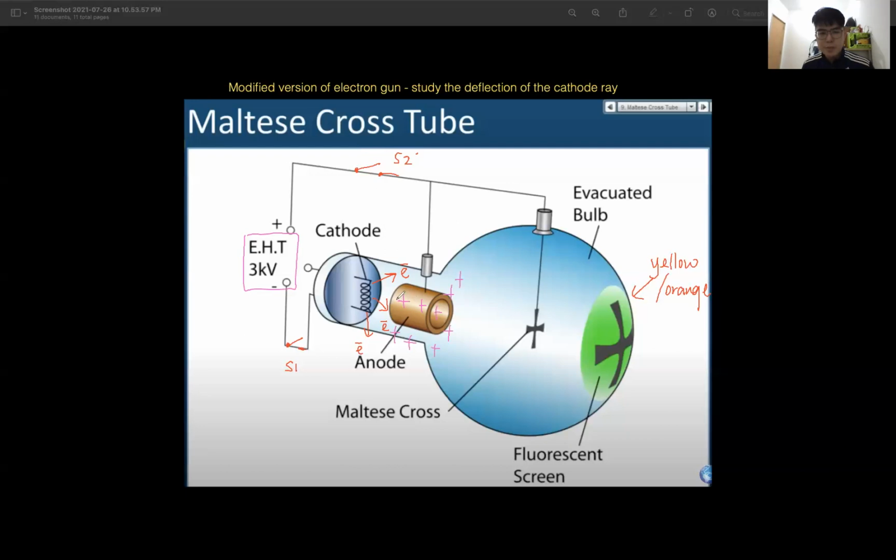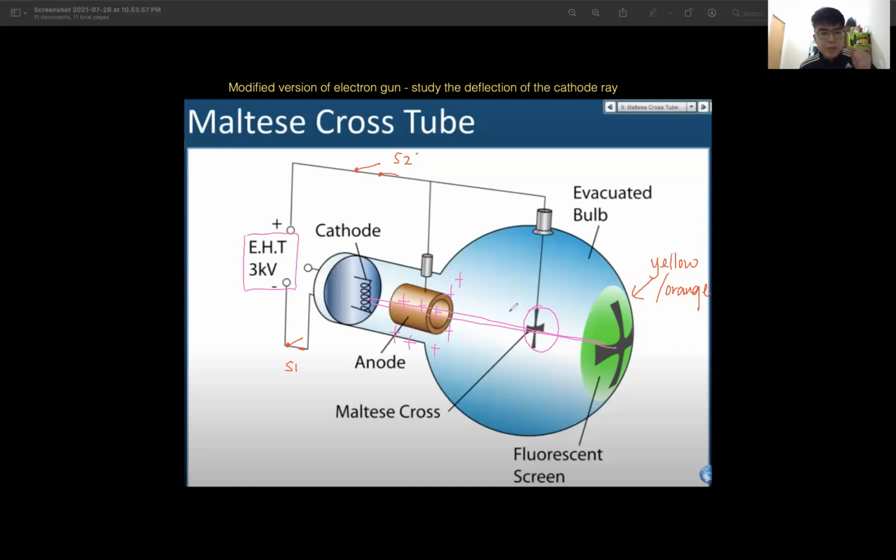This positive charge will attract the electrons, because positive attracts negative. It causes the electrons to focus. Instead of going in all directions, they now become a beam if you turn on the anode. The beam passes through and strikes the screen. What is the use of the cross? When the electrons pass through, it forms a shadow, because some of the electrons can pass through the cross and some cannot.